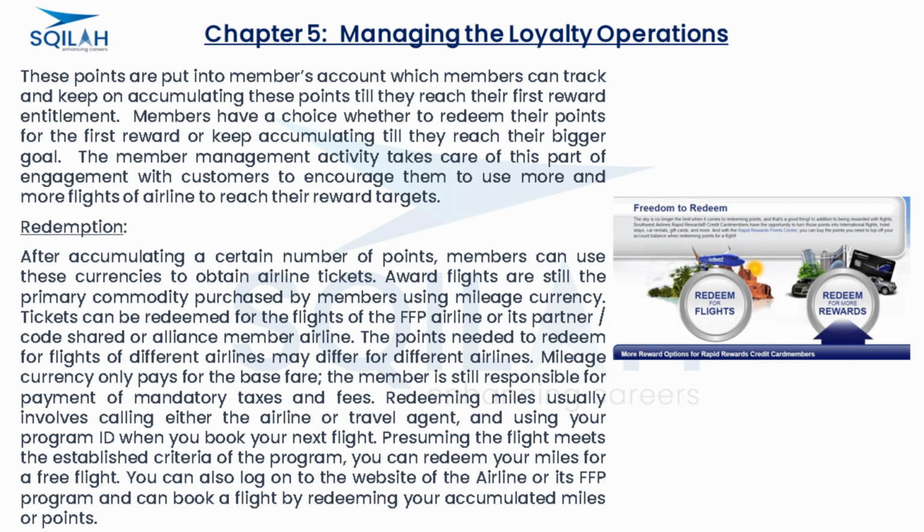Redemption. After accumulating a certain number of points, members can use these currencies to obtain airline tickets. Award flights are still the primary commodity purchased by members using mileage currency. Tickets can be redeemed for the flights of the FFP airline or its partner, code-shared, or alliance member airline. The points needed to redeem for flights may differ for different airlines. Mileage currency only pays for the base fare. The member is still responsible for payment of mandatory taxes and fees.